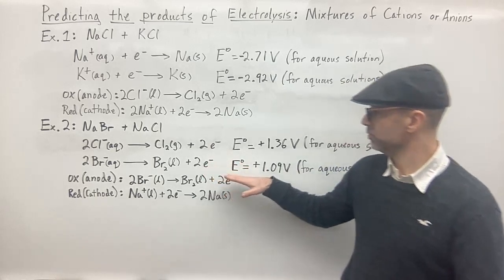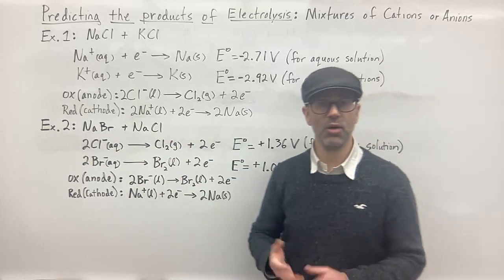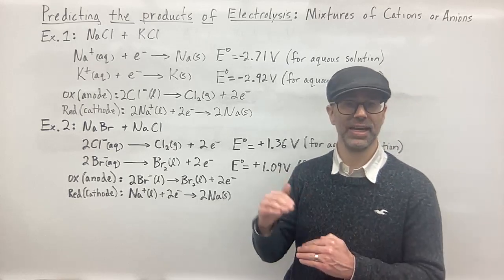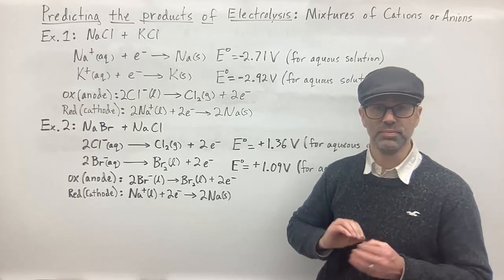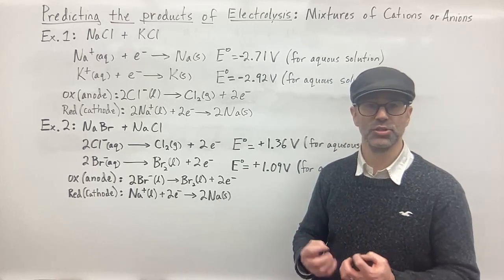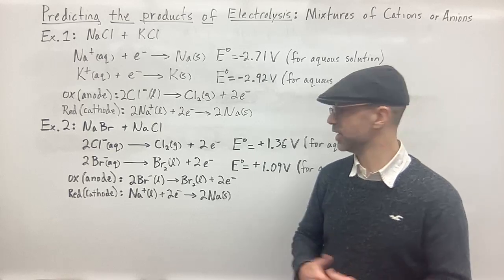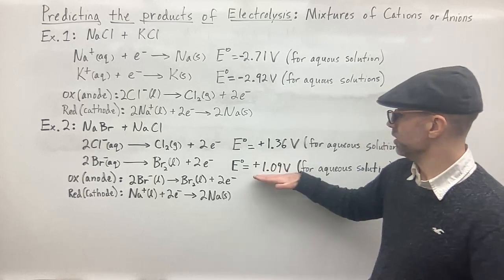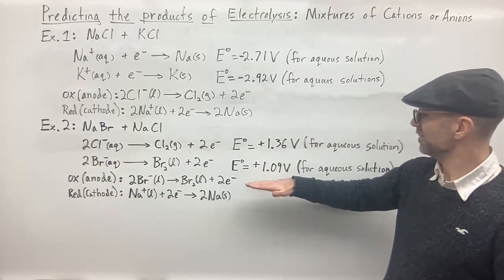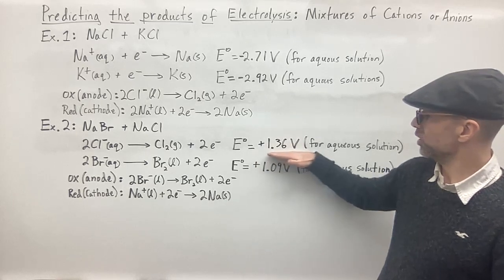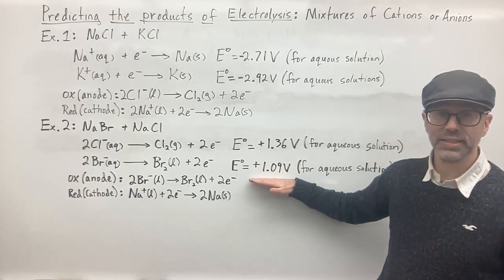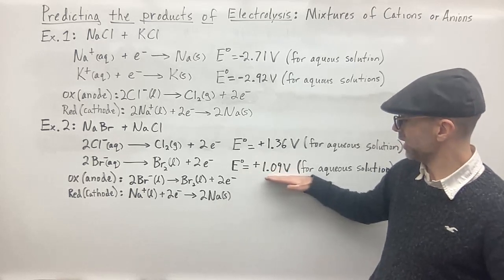Since we're talking about the oxidation at the anode, we're looking at which one is more negative or less positive. Remember, at the anode, it's negative, and therefore it's going to push the electrons away. So the more negative electrode potential is going to be the more likely one to undergo oxidation. If we look here, we can see that the electrode potential of bromine, the bromide ion here, is going to be less positive than that of the chloride ion. Another way to say that is that it's more negative. So this one is more negative than this one.